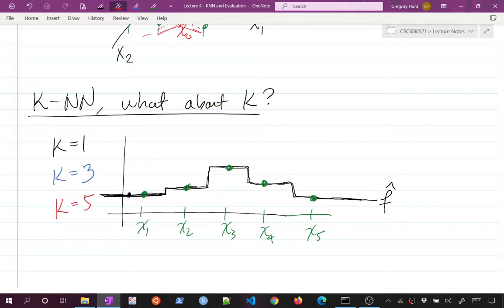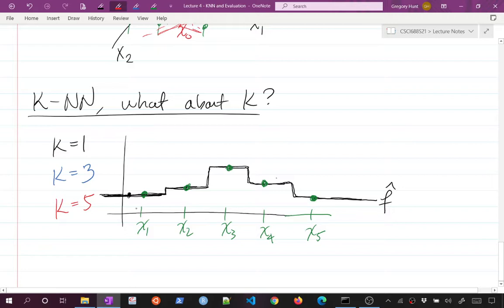Let's go to the totally opposite end of the spectrum. What if k is equal to 5? Well, if k is equal to 5, at any point, as I move back and forth along my x-axis, I'm going to take the average of my 5 nearest neighbors. It doesn't matter where I am. I only have 5 training points. And so no matter where I am, the 5 closest training points are going to be all of the training points. And so my average of these 5 closest training points will never change.